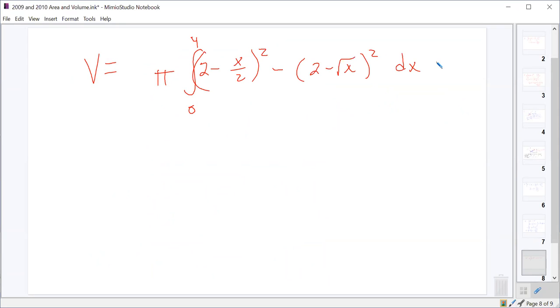And 1 point was given if you had a pi out in front and a 0 and a 4, and 2 points for all of this. So 3 points for that one as well. Any questions on that one?